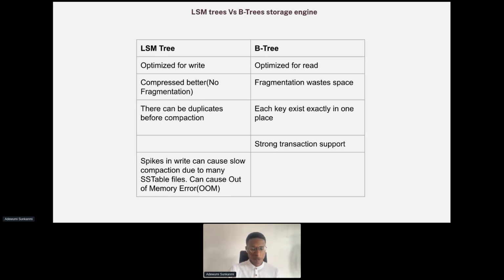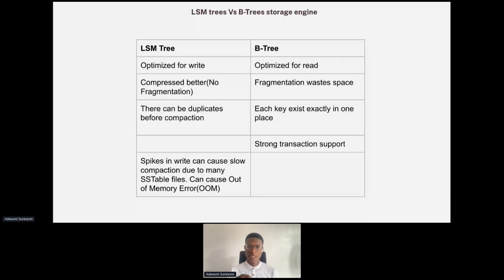Then for LSM tree, we have duplicates, right? Remember that we have duplicates in our SSTables before we do compaction. Basically, we have all these duplicates in the SSTables. So that is also wasted space to some extent, right? Before you do compaction. Now for B-trees, a key exists only in one place, right? So you can only have one particular key in the leaf page, right? And this is good, right?